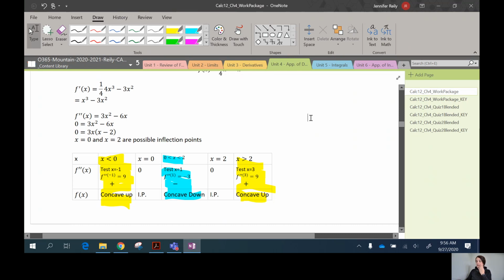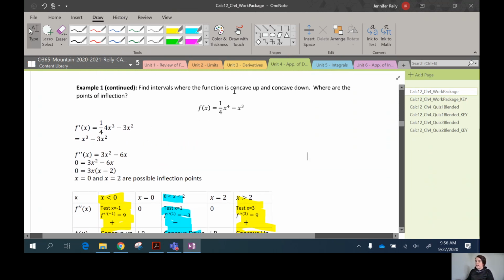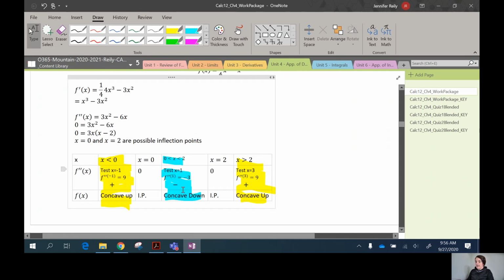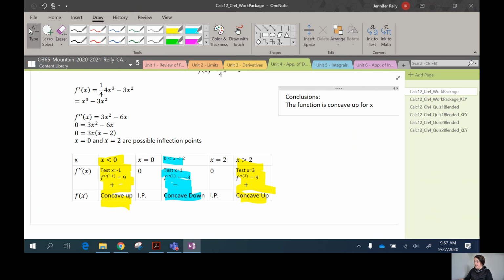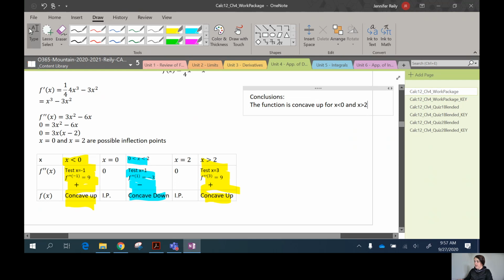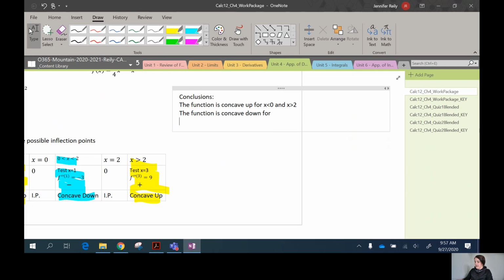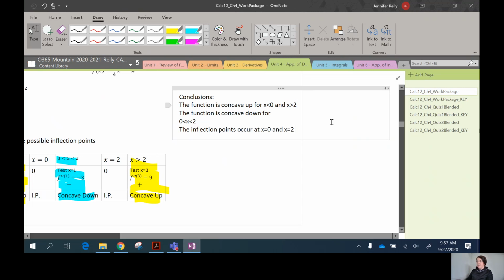Okay, so that's pretty much enough to answer the question here. The question asks, in what regions is this function concave up and concave down? Okay, we've shown that. And where are the inflection points? At 0 and 2. Okay. I'll just summarize here. The function is concave up for x less than 0 and x greater than 2. The function is concave down for 0 less than x less than 2. The inflection points occur at x equals 0 and x equals 2.